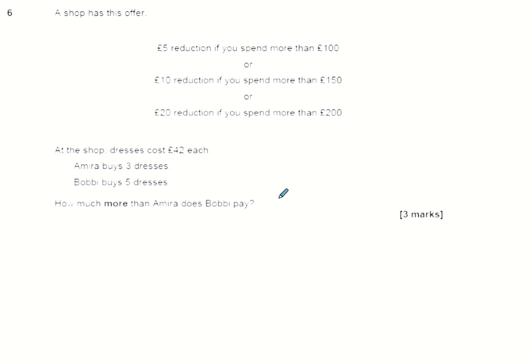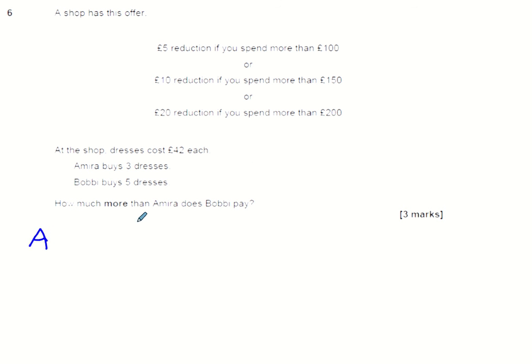Question 6. A shop has this offer. £5 reduction if you spend more than £100, £10 reduction if you spend more than £150, £20 reduction if you spend more than £200. At the shop, dresses cost £42 each. Amira buys 3 dresses. Bobby buys 5 dresses. How much more than Amira does Bobby pay? So we need to work out how much they are spending and then if there's any reductions to make. I'm going to start with Amira.